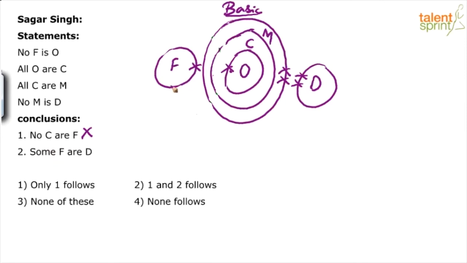As per the basic diagram, F and D do not overlap at all. So can we say some F are D? No. In the basic diagram itself, it fails. Some F are D fails in the basic diagram itself. Hence, some F are D is wrong.